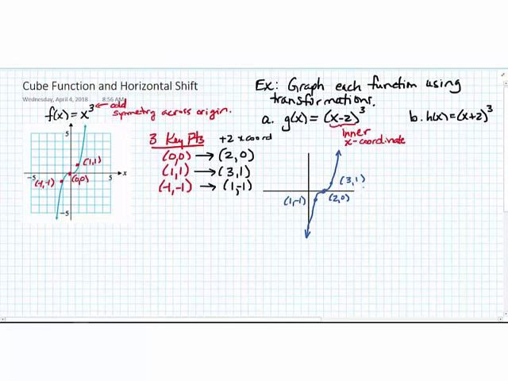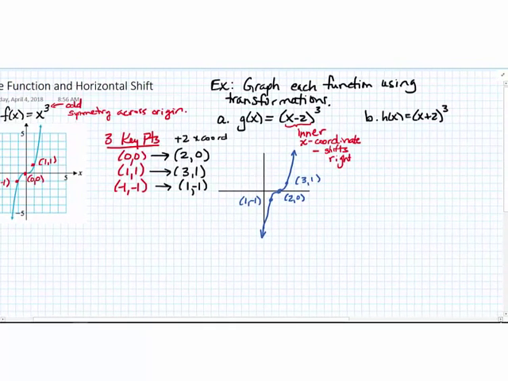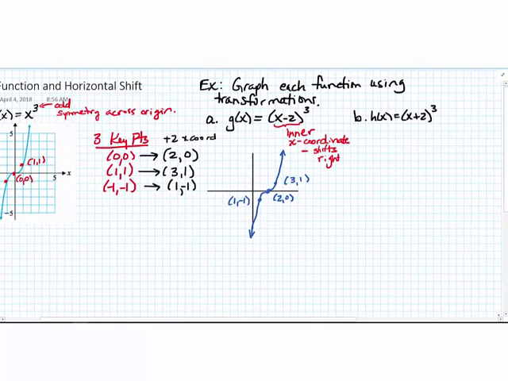It's going slightly out all the time. Okay, so what we saw is that when we performed an operation on the inside of the function, it affects the x coordinates. And since we subtracted 2, when we have a negative, it shifts it to the right. Shifts right. What do you think is going to happen in part B when we're adding 2? It's going to shift to the left. That's right. So for part B, we're going to write down our 3 key points.